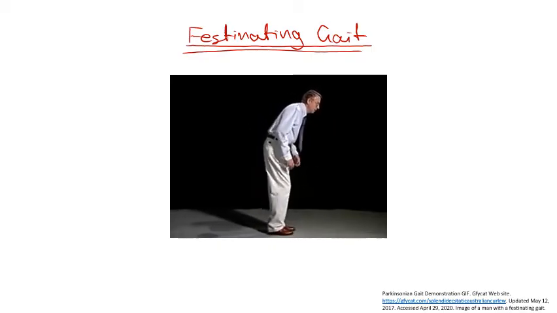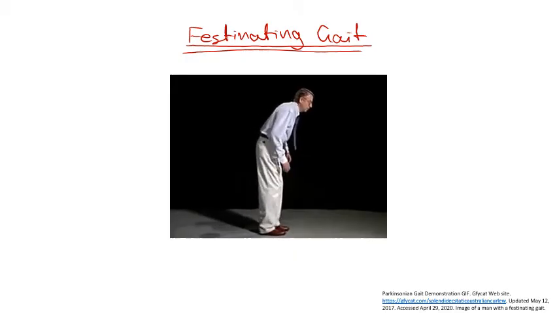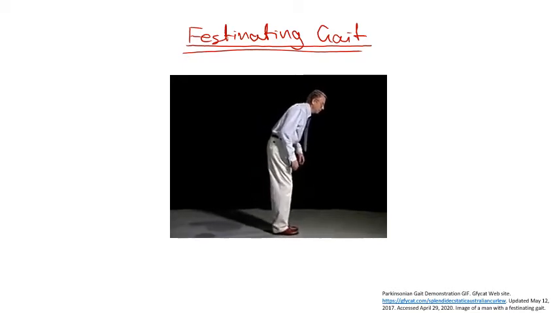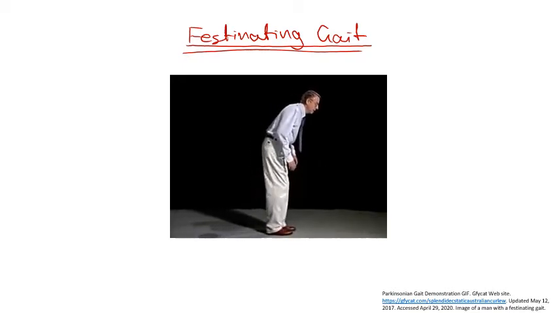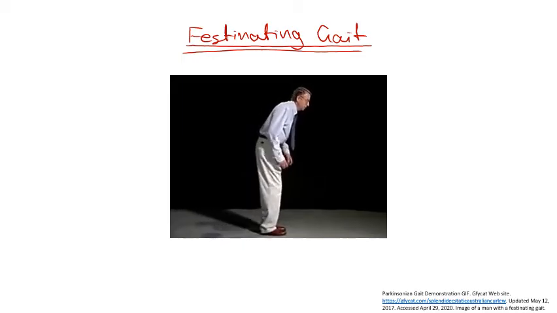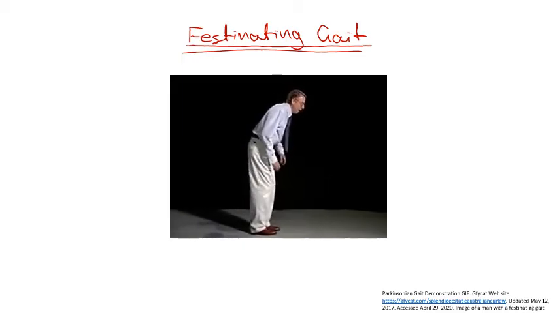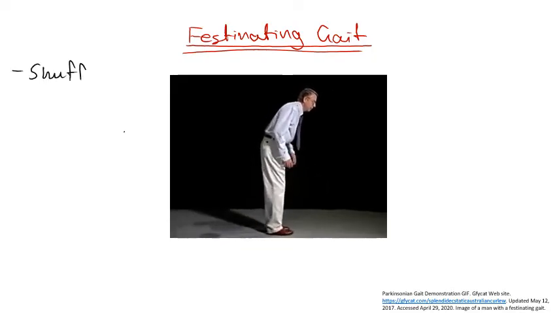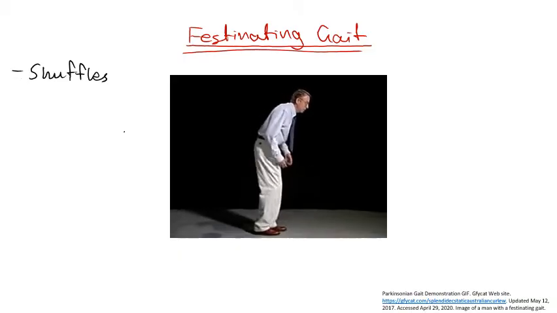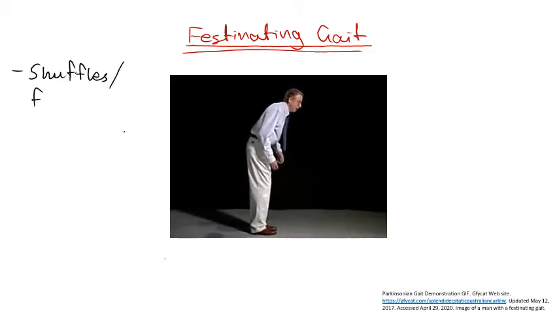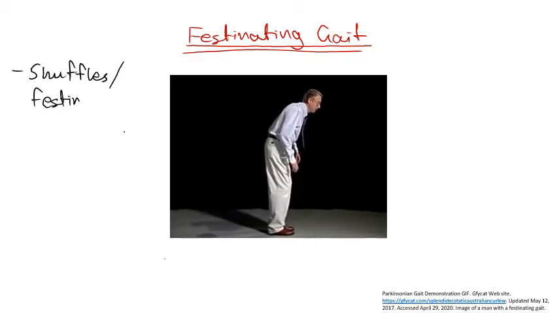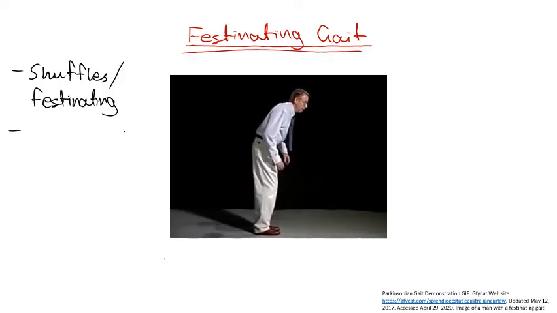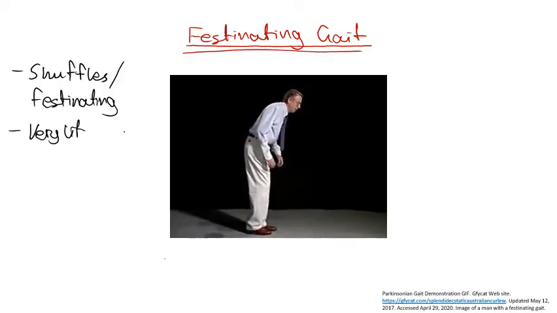And what that manifests as clinically or physically is that they have a very low clearance of the ground. As you can see, their feet are essentially shuffling across the floor, and their step length itself is very short. So in summary, a festinating gait is when a person shuffles, and another word for shuffling is festinating. And as I mentioned before, there is very little ground clearance.